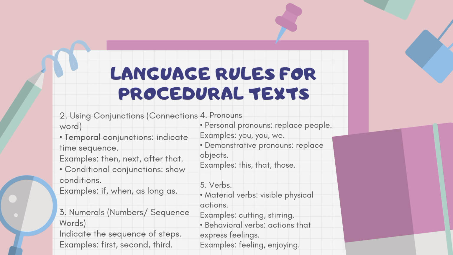The fifth, or the last one, is verbs. There are 2 types of verbs in procedure text. One is material verbs to show visible or physical action. For example, cutting and stirring. And two is behavioral verbs to show action that is expressed through feelings. For example, feeling and enjoying.